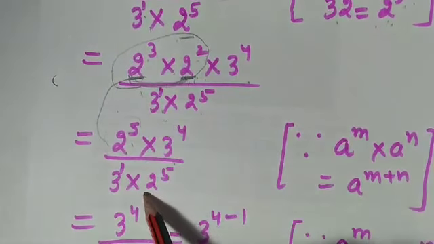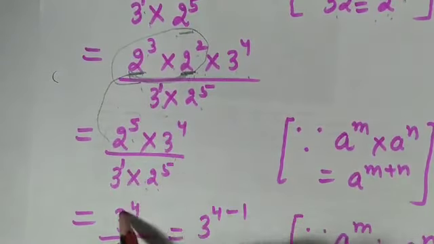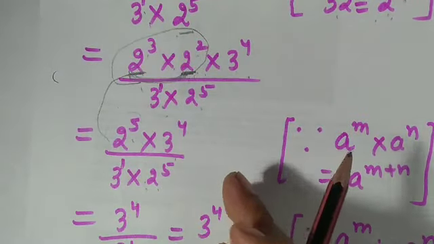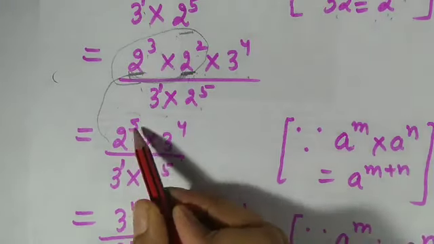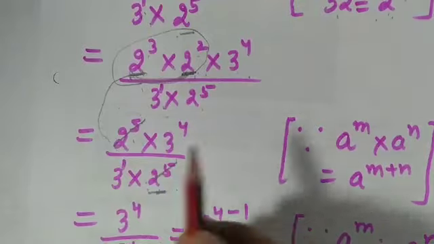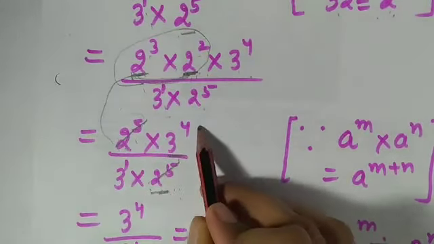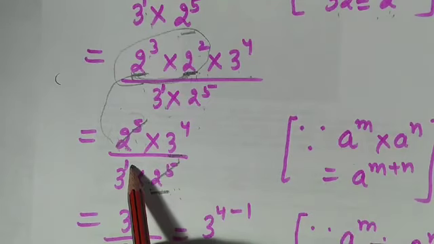Again the denominator remains same. Now I have to solve them. Either we can cancel them or we can apply the laws. So this is simply cancelled with this because they are same and they are in division. So they get cancelled. Now I am left with 3 raised to the power 4 over 3 raised to the power 1.